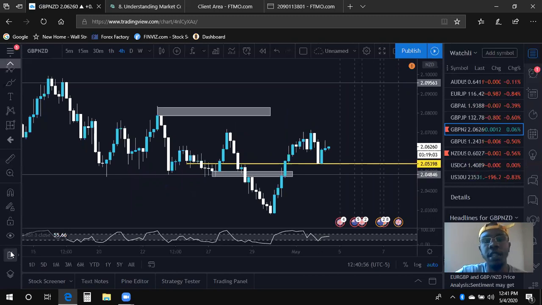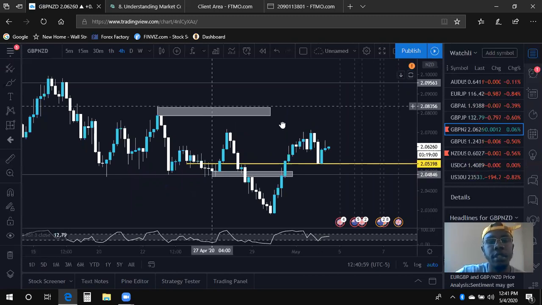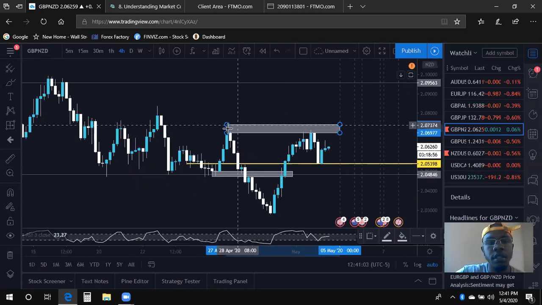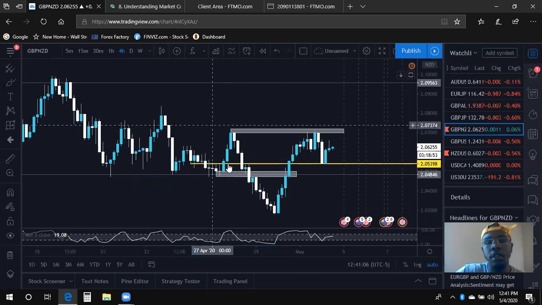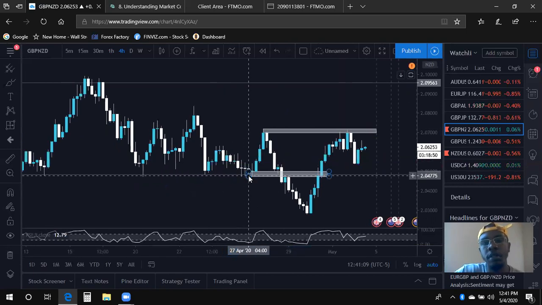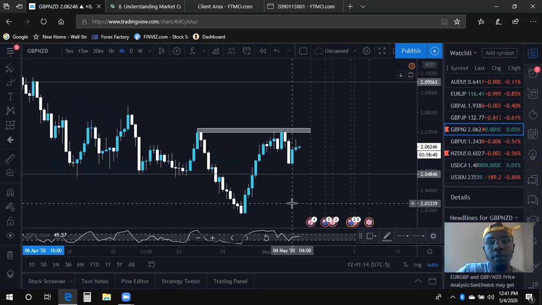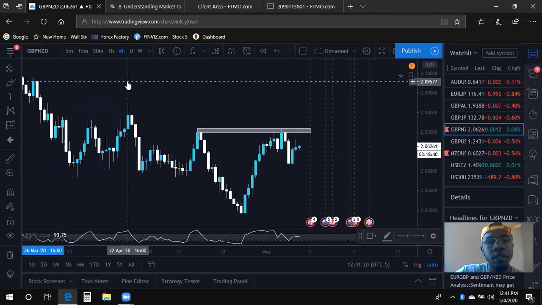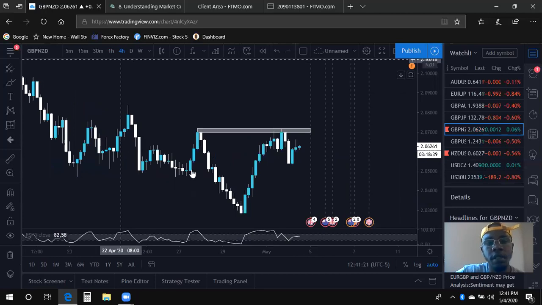Off first glance, I can see that there was resistance right here. The rest of this stuff though, I'm kind of not really worried about it as of right now. I think all these other lines are daily lines or something like that. I don't know what I'm deleting really.